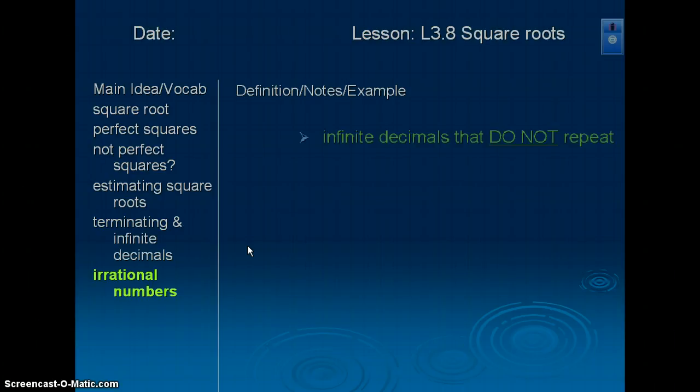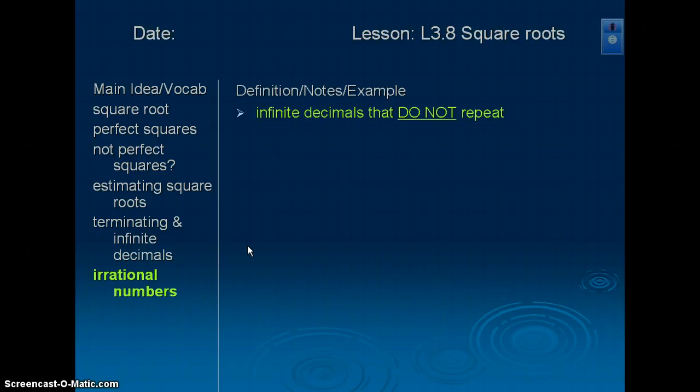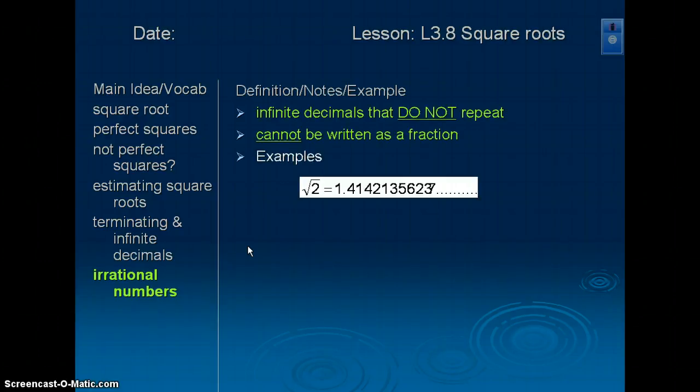Irrational numbers are infinite decimals that do not repeat. They cannot be written as a fraction. Some examples would be square root of 2 or pi. This is the opposite of the rational numbers that we discussed in Chapter 1. Rational numbers either end, they are not infinite, or they repeat themselves. Those are the numbers that we can write as a fraction.